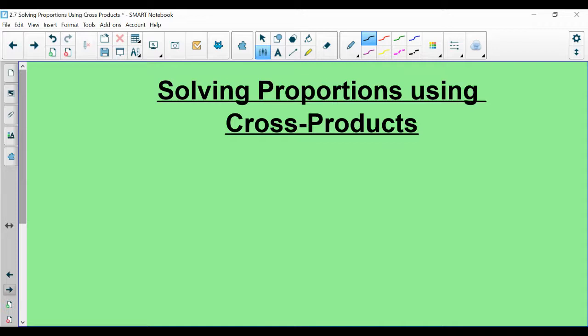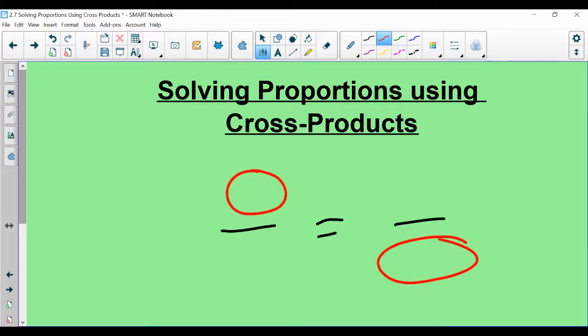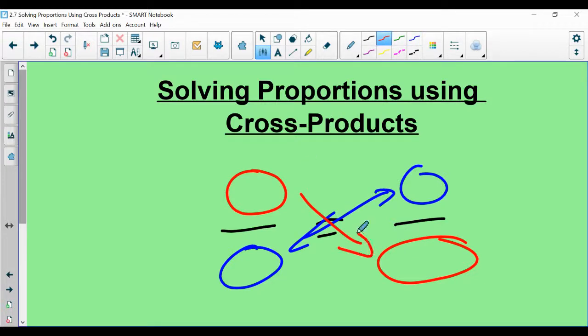That's all I have for you guys for solving proportions using cross products. Remember, this only works when you have a fraction equal to a fraction. And the key idea is to take the numerator of one and multiply it by the denominator of the other, and set that equal to the opposite denominator times the opposite numerator. These multiply and set equal to these. Let me know if you guys have any questions.